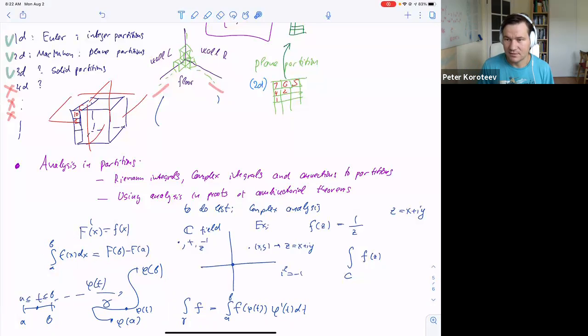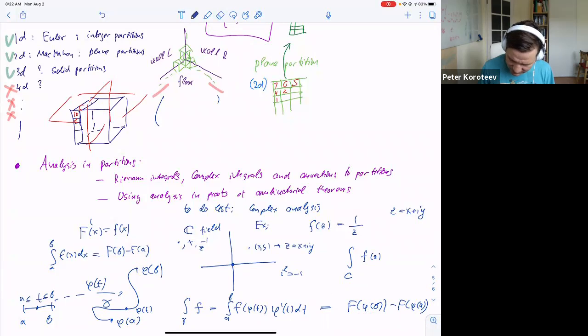But that assumes that, let's say it's equal to question mark. Is it equal to F of phi of b minus F of phi of a? Is this true? Why can't this be true? So yes, this is of course true.